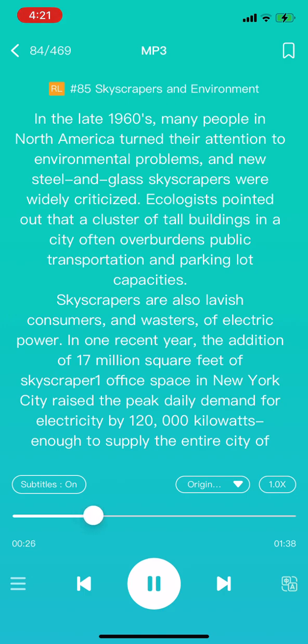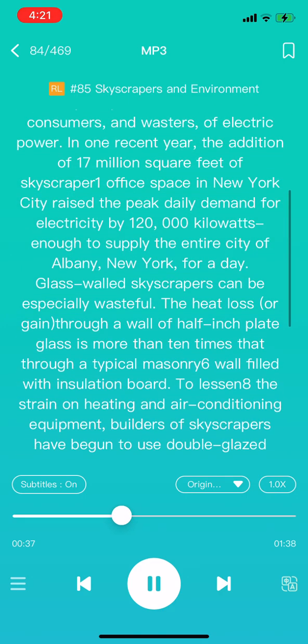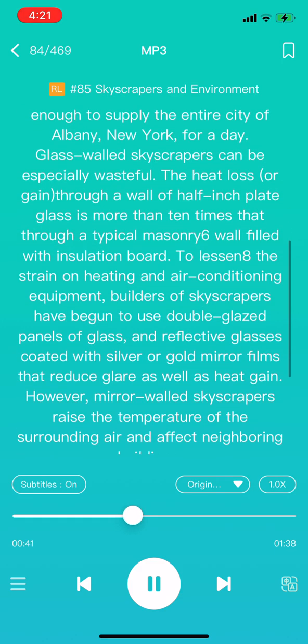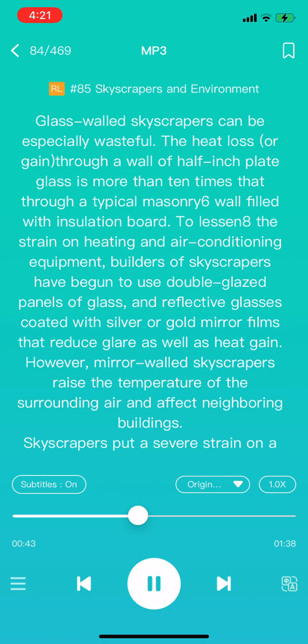In one recent year, the addition of 17 million square feet of skyscraper office space in New York City raised the peak daily demand for electricity by 120,000 kilowatts, enough to supply the entire city of Albany, New York, for a day. Glass-walled skyscrapers can be especially wasteful. The heat loss or gain through a wall of half-inch plate glass is more than 10 times that through a typical masonry wall filled with insulation board.